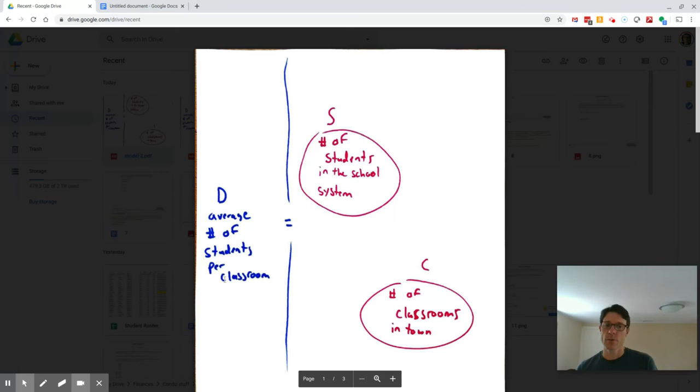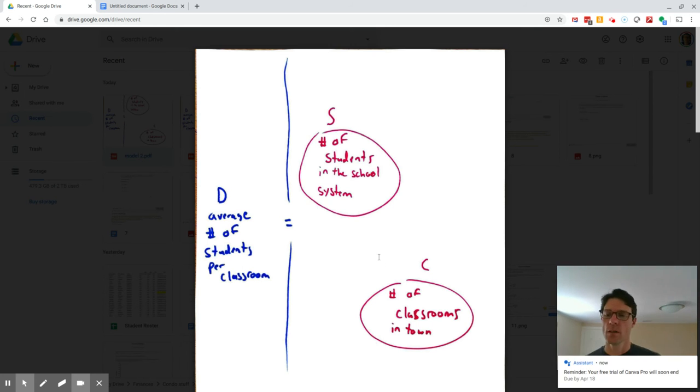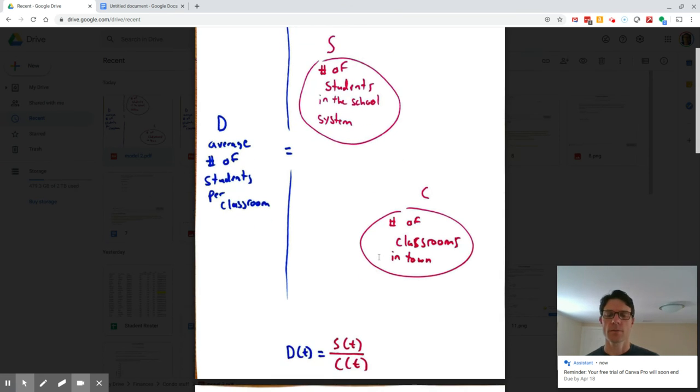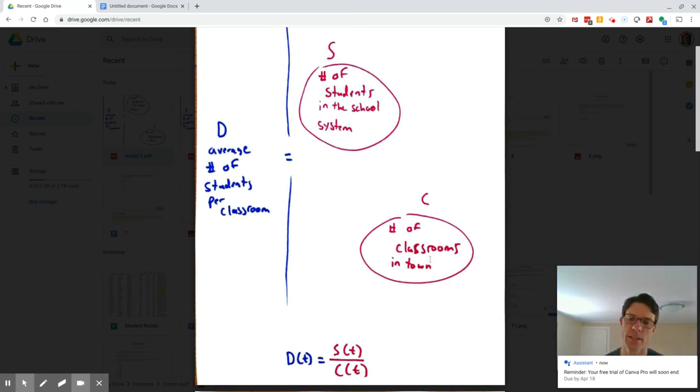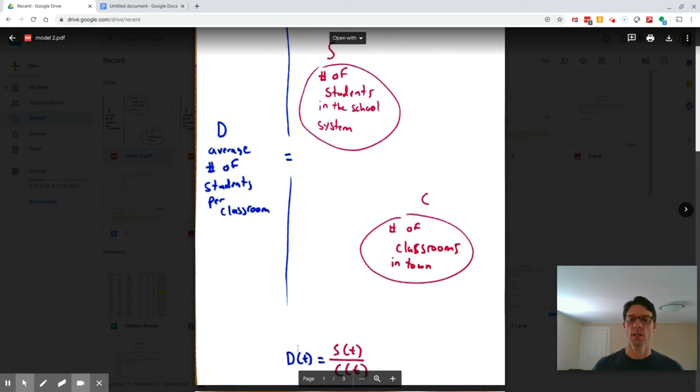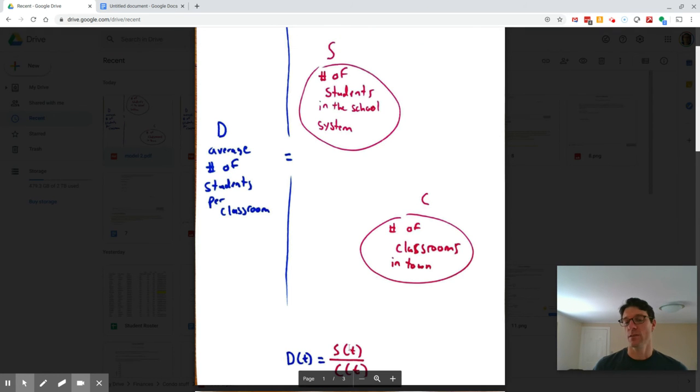So if I want the average of students per classroom, I just need to take the total number of students and divide it by the number of classrooms to figure out what on average would be the number of students per classroom. Okay, so really it's the words that tell you what the equation should be. So here I know I'm supposed to divide S by C.